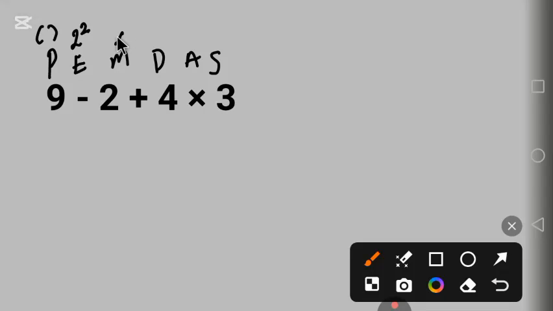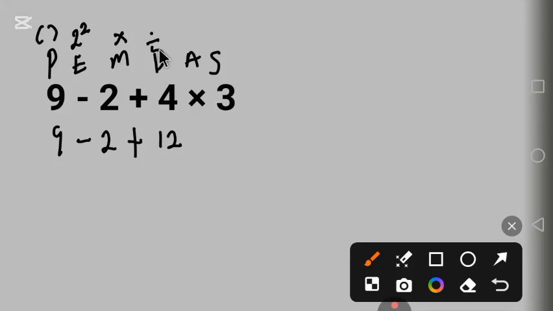That is multiplication and division. They are in the same level, the same order of priority. So we begin solving from left to right. Looking at this question, we have only multiplication. So we are going to solve this one now. We have 9 minus 2 plus 4 times 3 is 12.